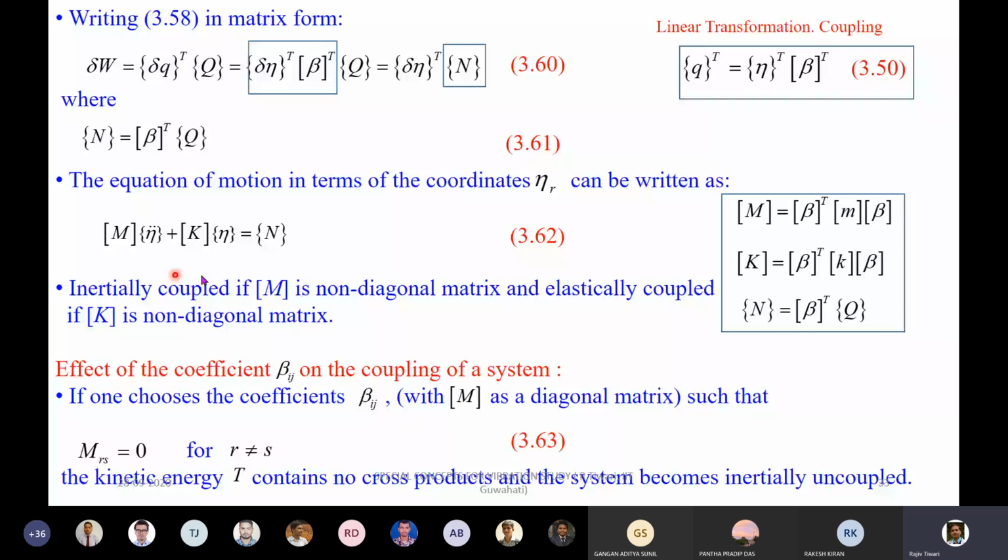So you can see that just by a transformation like this, we can get the new equation of motion in a new generalized coordinate. So there is no need to rederive all the expressions, and it can be transformed to any other new set of generalized coordinates.